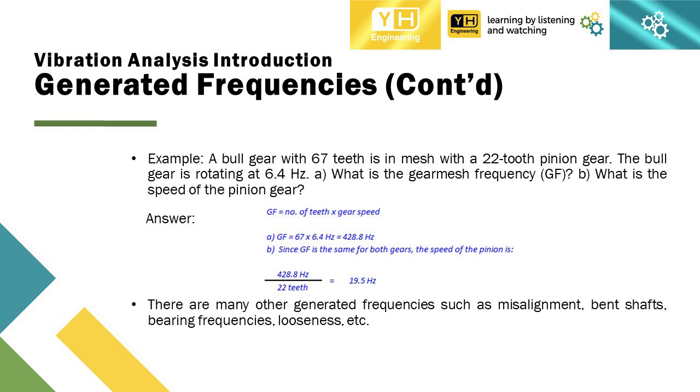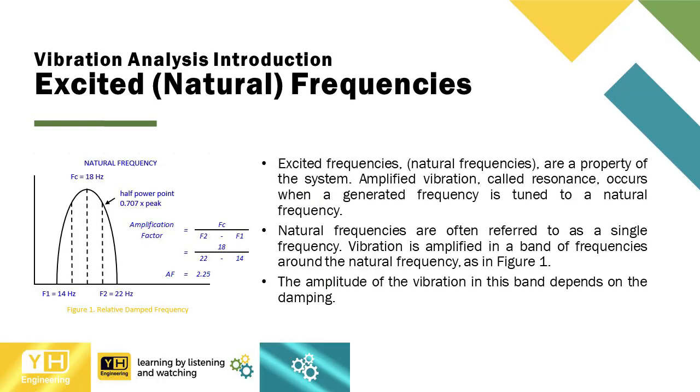There are many other generated frequencies such as misalignment, bent shafts, bearing frequencies, looseness, etc. Vibration analysis introduction. Excited frequencies. Natural frequencies are a property of the system. Amplified vibration, called resonance, occurs when a generated frequency is tuned to a natural frequency.